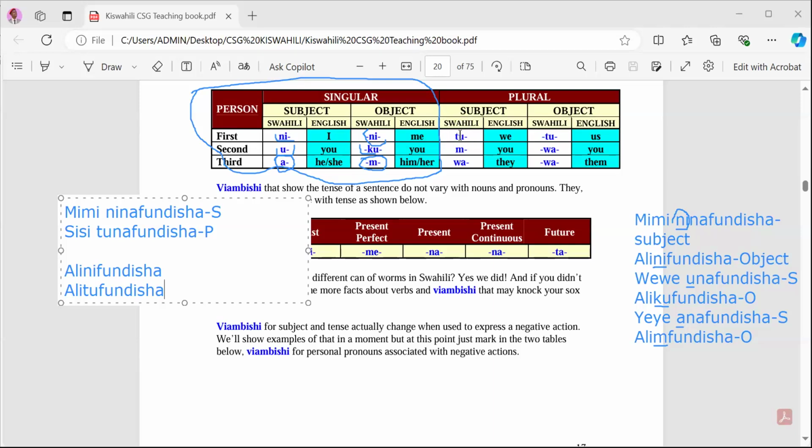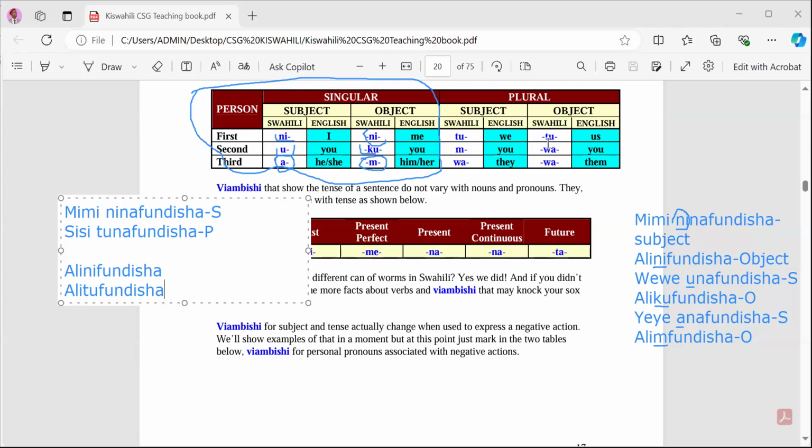You see? Now, at the object part, the object in singular will be alinifundisha. This ni here. You see? Ni, where I'm trying to move my cursor. The plural of it will be alitu, us. Are you seeing here? Tu, alitufundisha. Where my cursor is moving. So that is the plural of the subject.